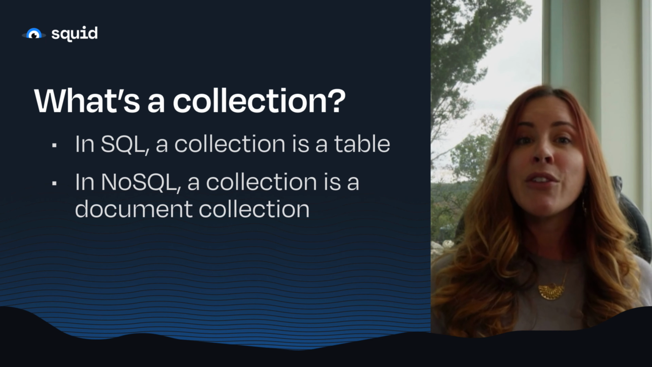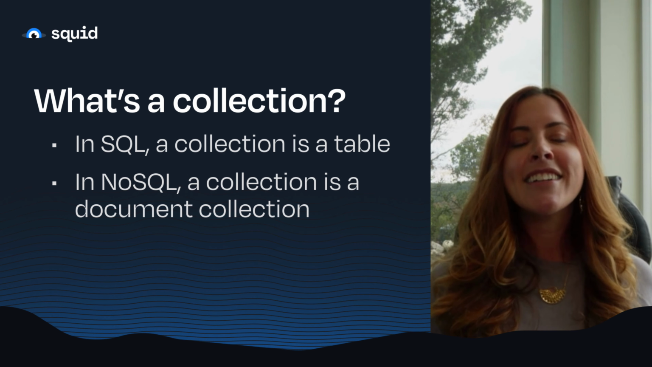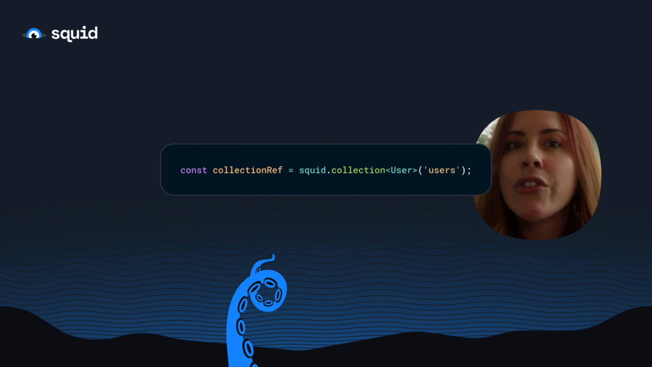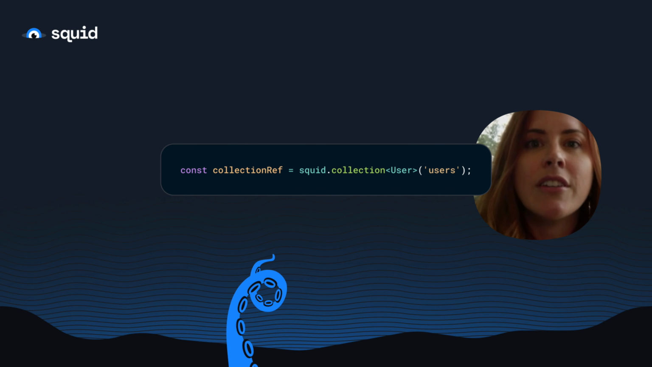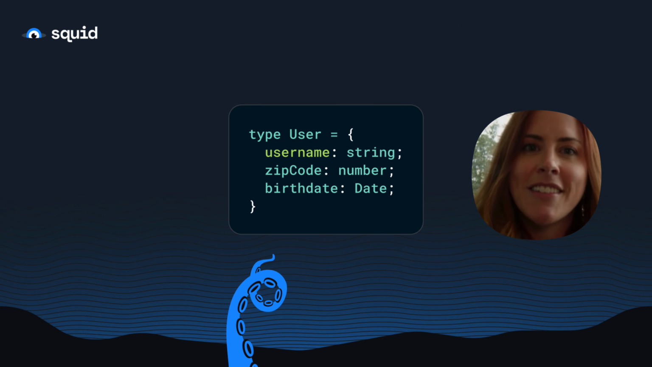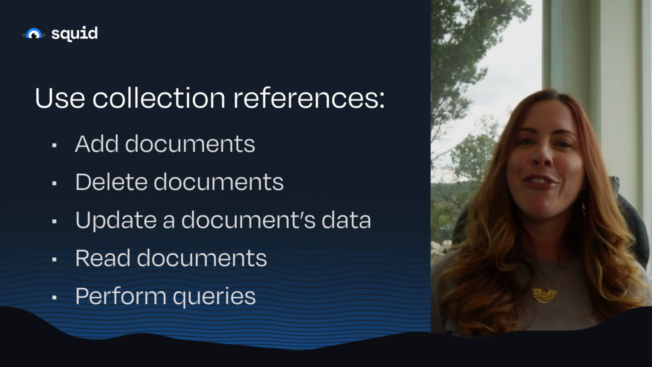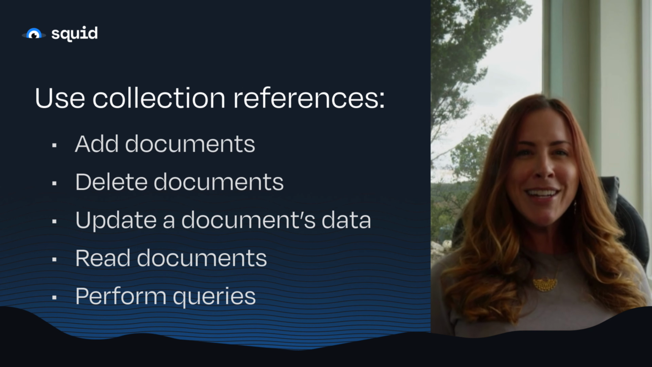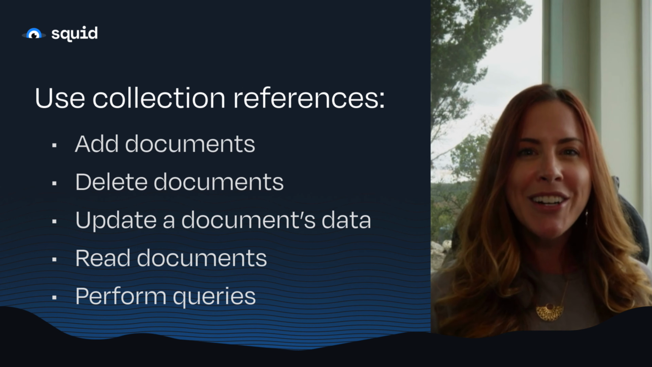To interface with a Squid collection on the client, get a collection reference. For example, to access a collection called users, you would call squid.collection users. The user type should align to the schema of your database. With this collection reference, you can add and delete documents, update document data, read individual documents, or perform queries.